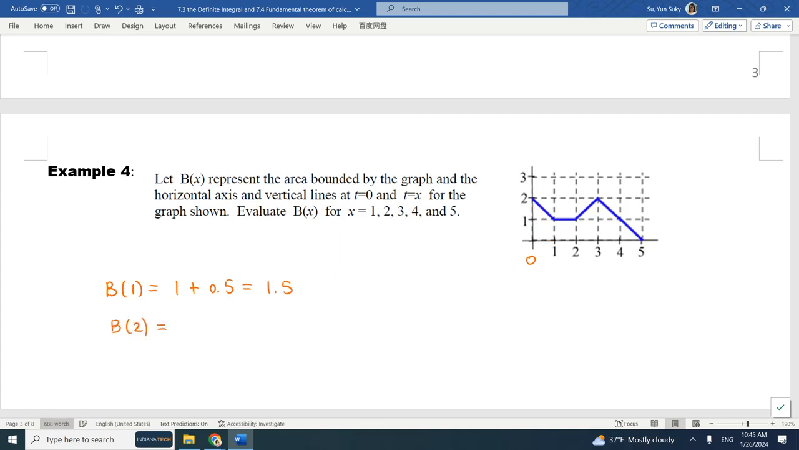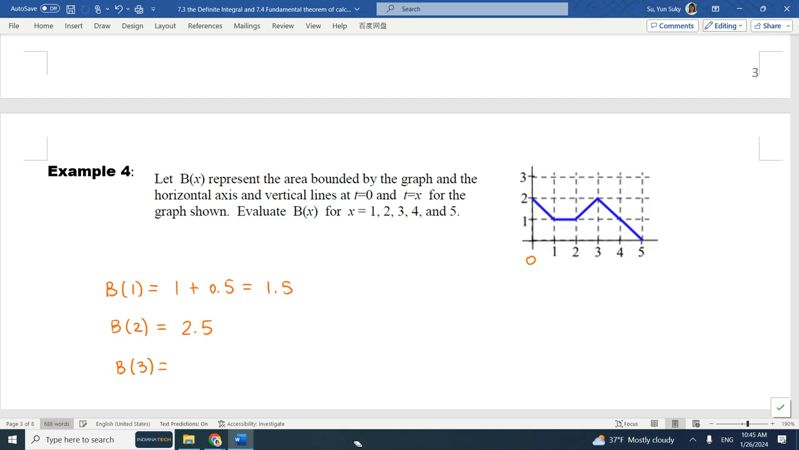B of 2. So now our x is 2. So right here, imagine one block is 1, right? So 1, 2, and half of a block is 2.5. Yes, you said 2.5. Okay, good.